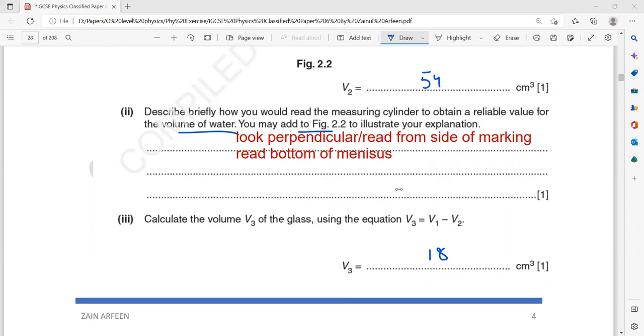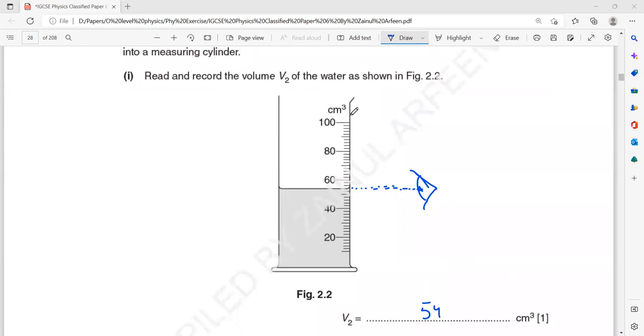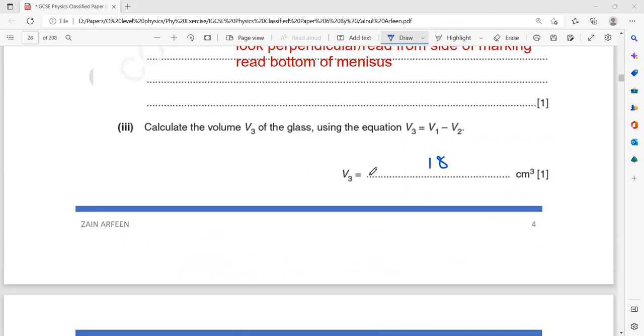We write: look perpendicular to measure. Yes, look perpendicular, because here we don't need a ruler or the scale. The measuring cylinder itself has its own marking. We are not measuring the height, we are measuring a volume. The capacity of a measuring cylinder is always calibrated. The markings are there, so we just read that marking. To read it, we should always look perpendicular to the marking of this measuring cylinder.